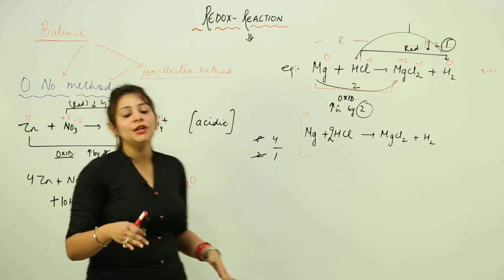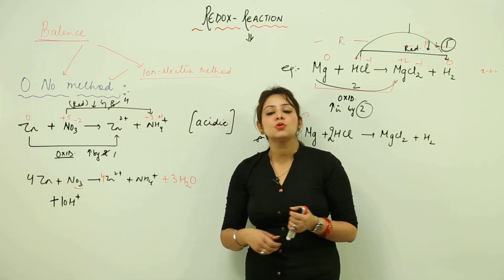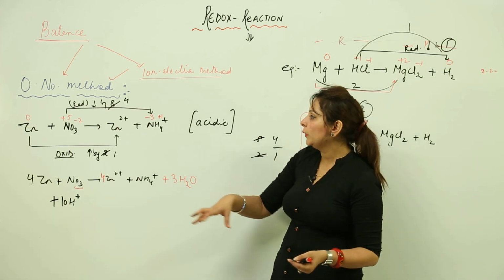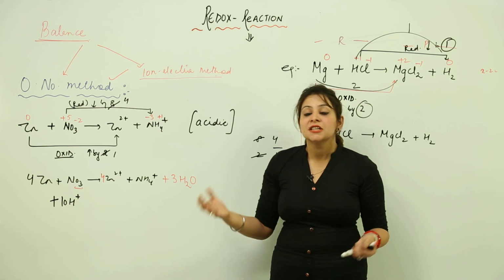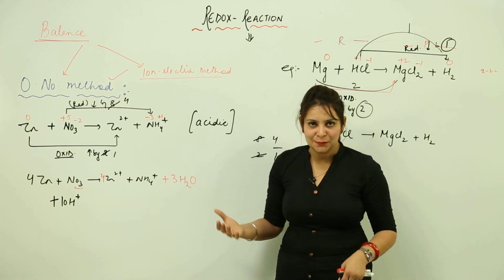So this is how you need to balance by taking into account the oxidation number method, by just looking at whether the reaction is taking place in an acidic medium or in a basic medium. So now let us take an example based on the basic medium. Look at the board.